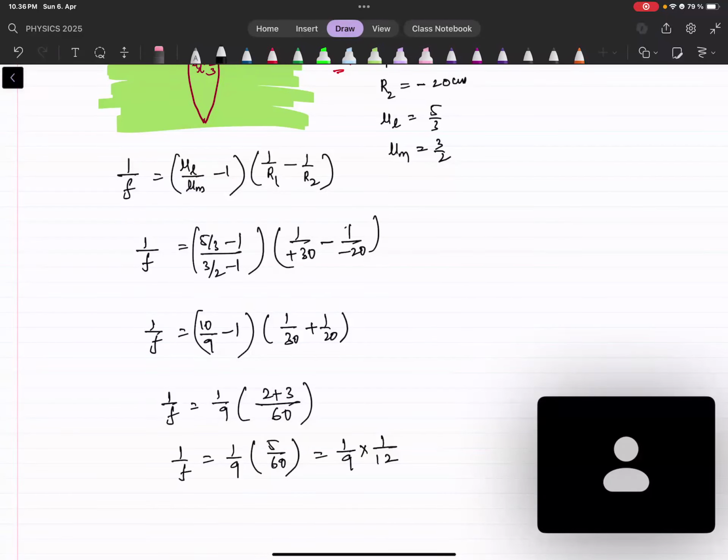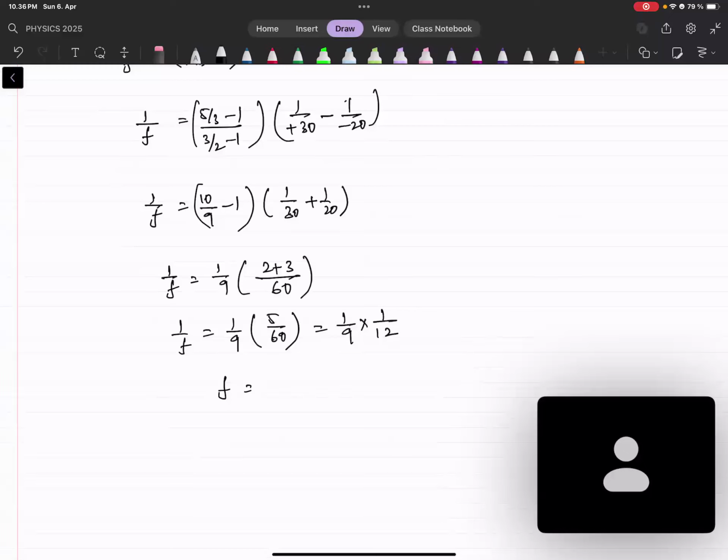This is 1 by F. So F is equal to how much for me? 12 nines are 108. 108 centimeters. Clear? Am I clear, beta?